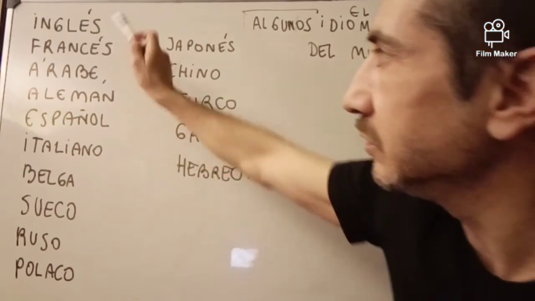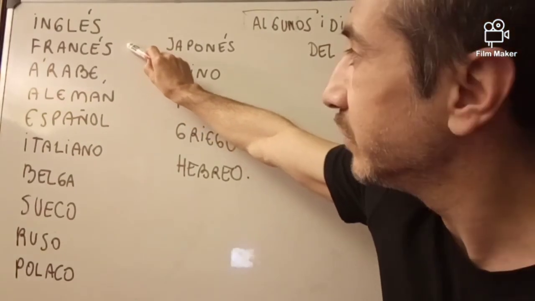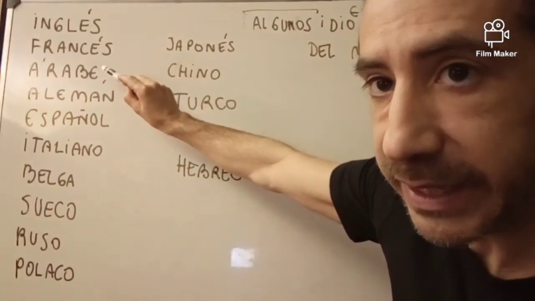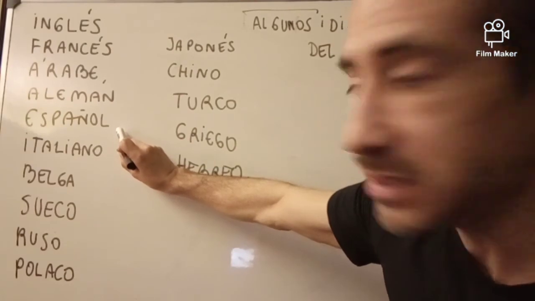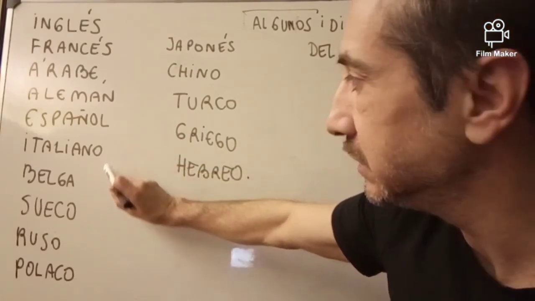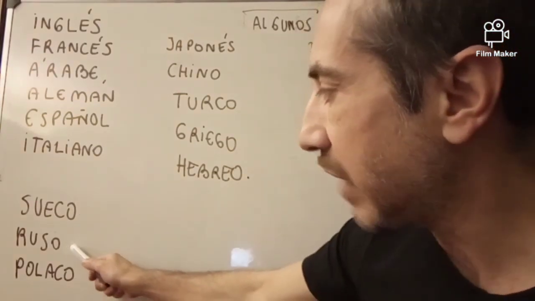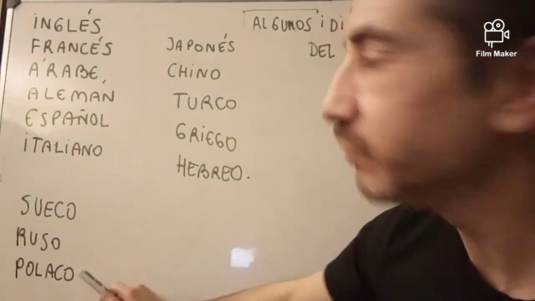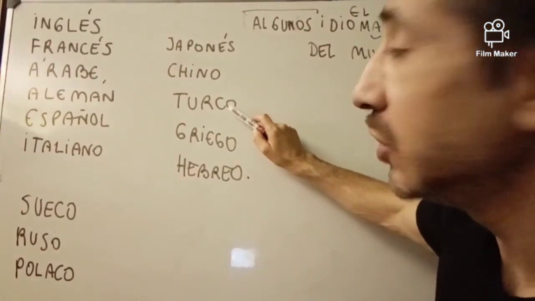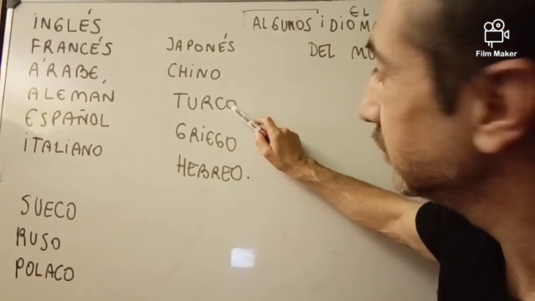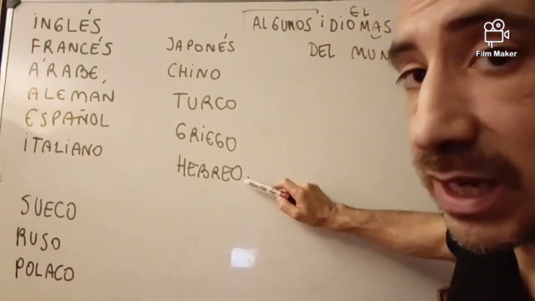Let's review them. Inglés, English. Francés, French. Árabe, Arabic. Alemán, German. Español, Spanish. Italiano, Italian. Sueco, the language spoken in Sweden. Ruso, Russian. Polaco, Polish. Japonés, Japanese. Chino, Chinese. Turco, Turkish. Griego, Greek. Hebreo, Hebrew.